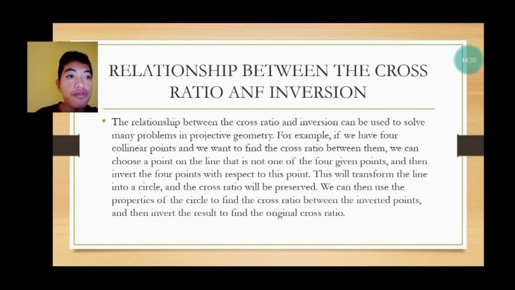So for example, if we have four collinear points and we want to find the cross ratio between them, we can choose a point on the line that is not one of the four given points, and then invert the four points with respect to this point. This will transform the line into a circle, and the cross ratio will be preserved. So we can then use the properties of the circle to find the cross ratio between the inverted points, and then invert the result to find the original cross ratio.